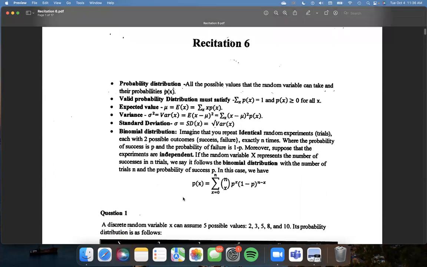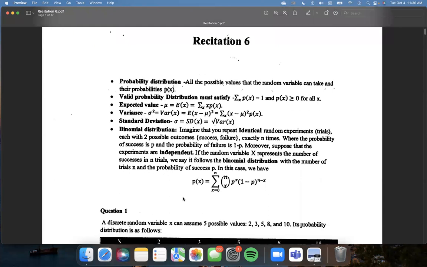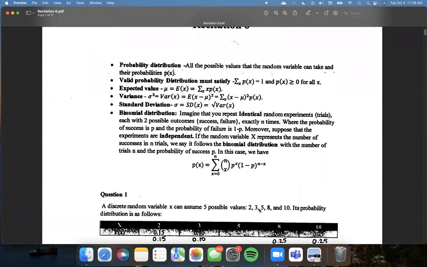Okay, question 1. A discrete random variable can assume 5 possible values: 2, 3, 5, 8, and 10. Its probability distribution is as follows. I know it's a little blurry, but X can take 2, 3, 5, 8, and 10, which is the first row. And then we have our probability of X being the second row.